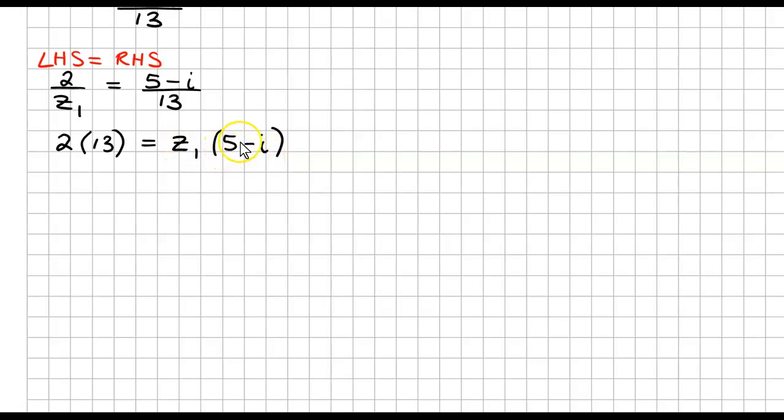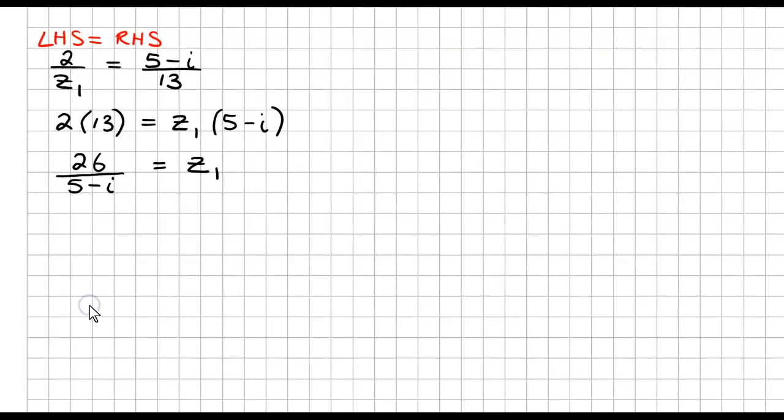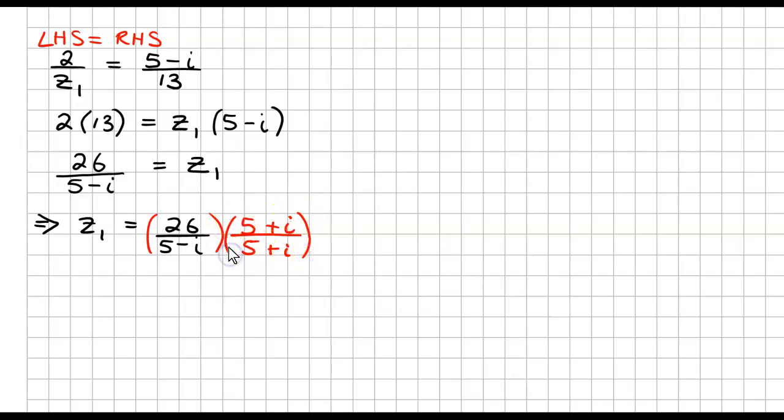So we're going to divide this 5 minus i over on the far side. Over here we already have 2 by 13, which is 26, and I'm going to divide that by 5 minus i. That's what Z1 is equal to. Now I have another situation where I need to divide by a complex number again. So this implies that Z1 is equal to 26 divided by 5 minus i, and I need to multiply this by 5 plus i over 5 plus i. So another division needs to be done.